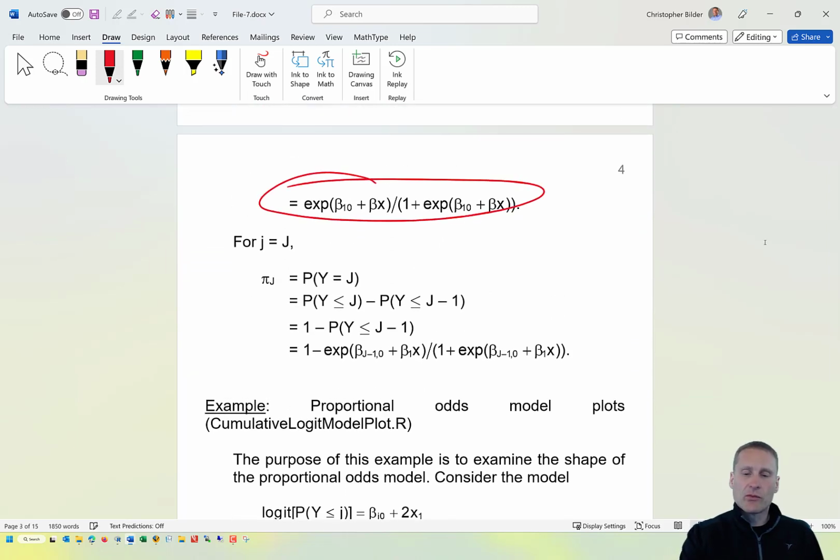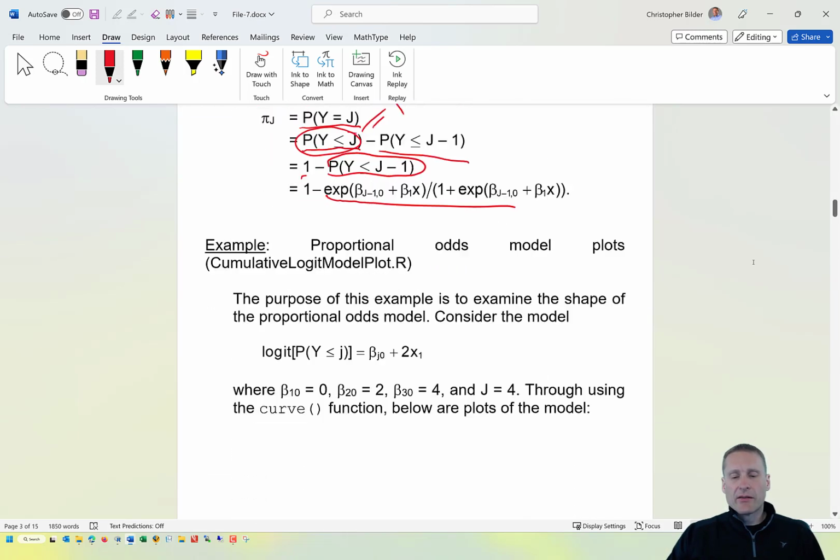And here's where we are. What about for category capital J? So pi sub capital J is equal to the probability y is equal to capital J. Or in other words, write it out in terms of cumulative probabilities: the probability y is less than or equal to capital J minus the probability y is less than or equal to capital J minus 1. Well, that first probability is equal to 1 because you can't be higher than category capital J. And so I have a 1 there, and then I can go back to my original model statement to find what the probability y is less than or equal to J minus 1 is.